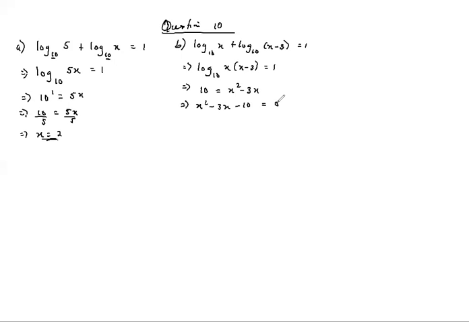quadratic. And then the product here is negative 10. The sum is negative 3, so you can use negative 5 and positive 2. So we have x squared plus 2x minus 5x minus 10 is 0, so that we get (x plus 2)(x minus 5) is 0. So you get x is equal to negative 2 or x is equal to 5.